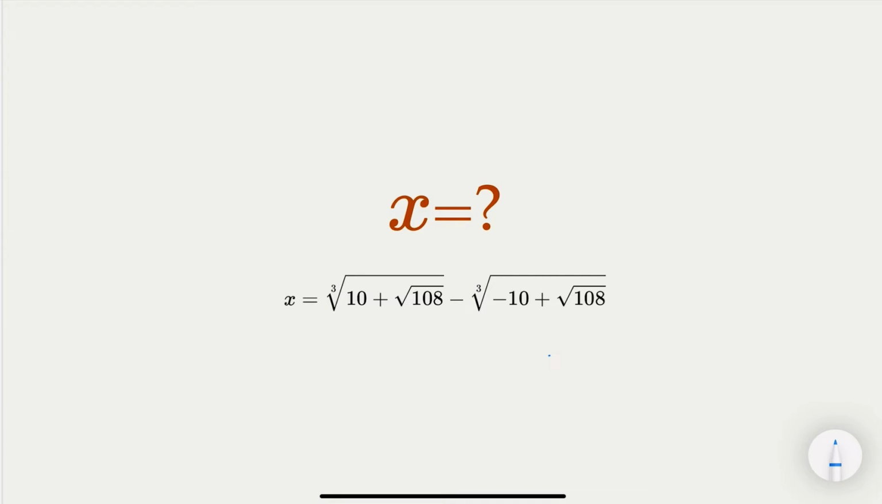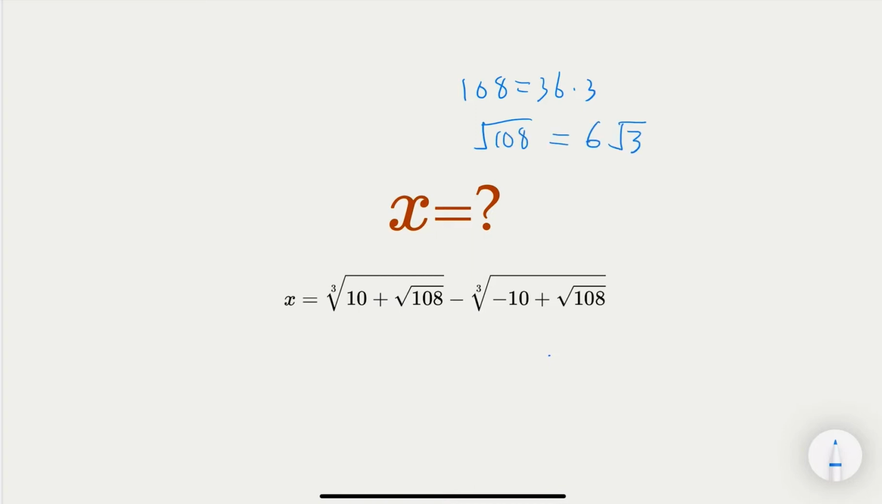Okay, here we try to evaluate this particular expression, which is the difference of two similar cubic roots. All right, so how do we do that? First of all, two observations. One is that 108 is actually a composite number, equal to 36 times 3. So the square root of 108 is going to be 6 square root of 3.